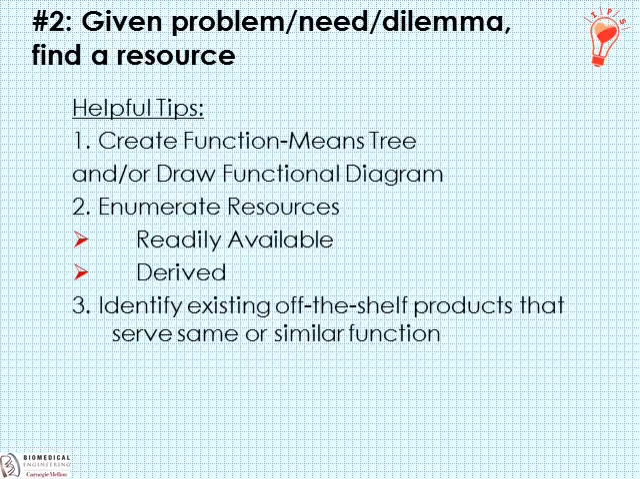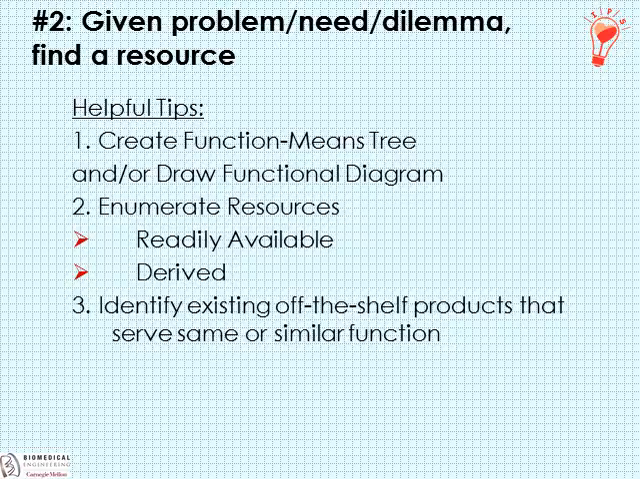So I'm going to focus on just the second example, because we really studied the first example in the earlier class on resources and enabling technologies. So a couple of helpful tips. We learned about function means trees and functional diagrams, and they actually serve a useful function in this application. Also, enumerating resources, identifying both the ones that are obvious, readily available, and the ones that are derived, either by putting different pieces together or perhaps extracting some useful piece from an assembly or from an available resource, what I called harvesting earlier.